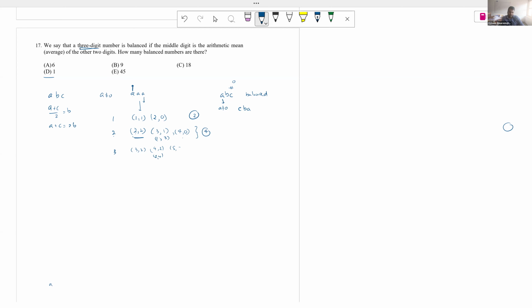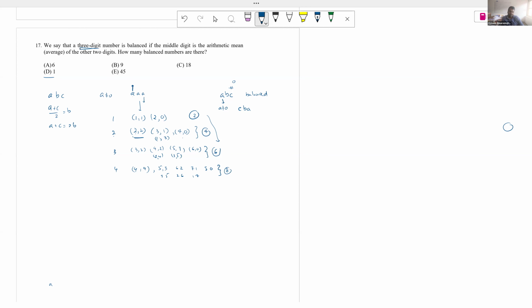5, 1, 1, 5, two balanced numbers, and then 6, 0. So you have 6 balanced numbers. You see the pattern. And then the next one, I'm thinking of 8 balanced numbers. So 4, 4, 5, 3, 3, 5, 6, 2, 2, 6, 7, 1, 1, 7, 8, 0. So you have 8 balanced numbers.